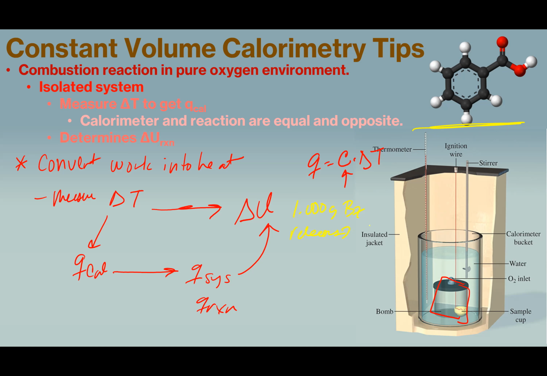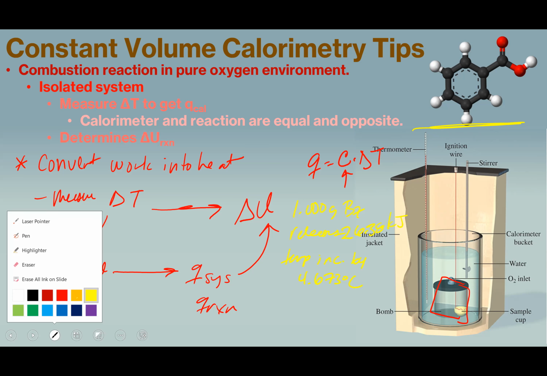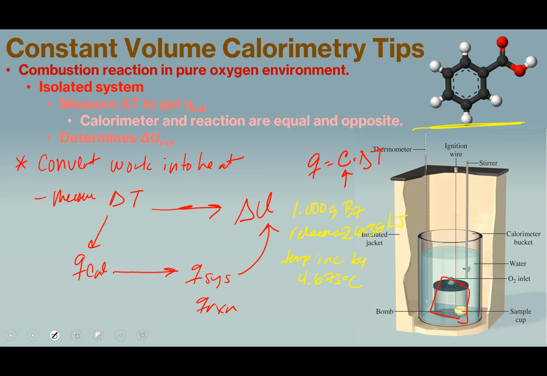releases 26.38 kilojoules of heat, and we know that the temperature increased by 4.673 Celsius. This is only if we have to calibrate a calorimeter, but what we're saying is this value is what's given. We know from consistent other experiments that if we put 1.000 grams of benzoic acid in there, we're going to get out 26.38 kilojoules of heat.